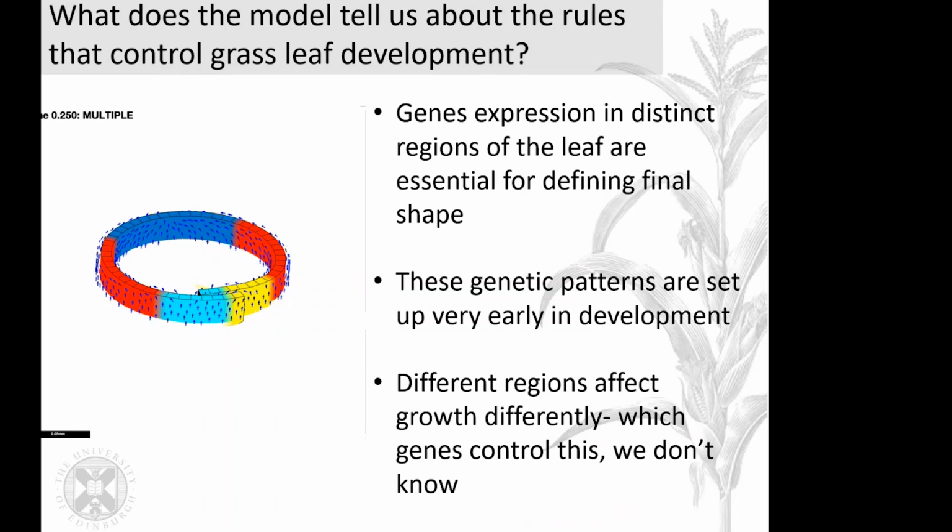The other thing that it tells us is that different regions affect growth differently, and it changes over developmental time. So we can have a region that initially starts off constricting growth, and later becomes a promotion of growth. What genes control this, we have no idea. They were just parameters in the model, and that's something that we now need to go and investigate to see whether or not our predictions are correct.